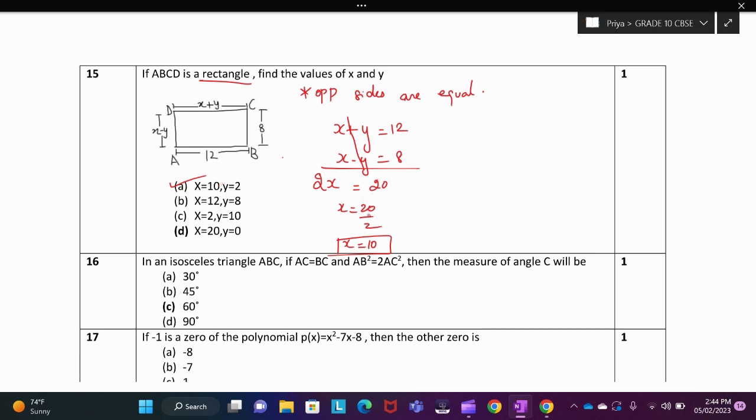So don't waste your time in finding the y. Anyway, I will tell you how to find y also. So 10 plus y is equal to 12, y is equal to 12 minus 10, y is equal to 2. But don't spend your time in finding y.